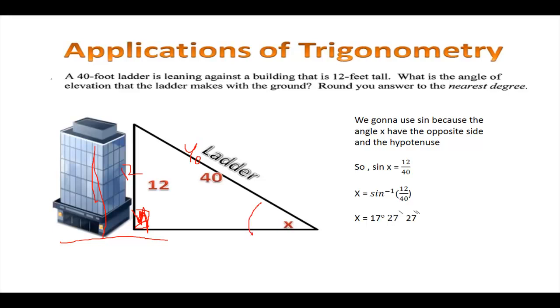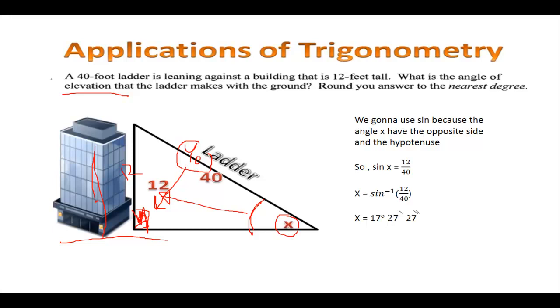And we need now the elevation. What is the angle of elevation? So here is the angle of elevation, which is x. We have the opposite side of angle x. And the 40 here is the hypotenuse. Why? Because it's opposite to the right angle.